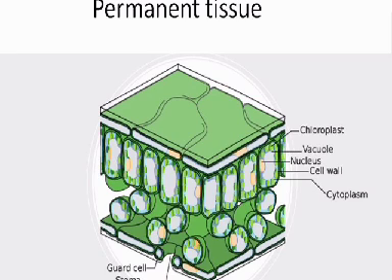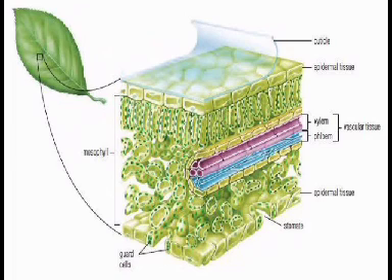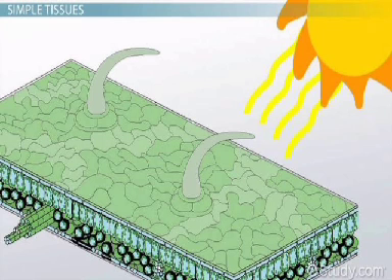The permanent tissue is derived from the apical meristem. It gradually differentiates and becomes mature. The main characteristic of permanent tissues is that the cells may be living or dead. The cell wall is made of cellulose or other substances. The cell wall may be thin or thick with various modifications during differentiation.